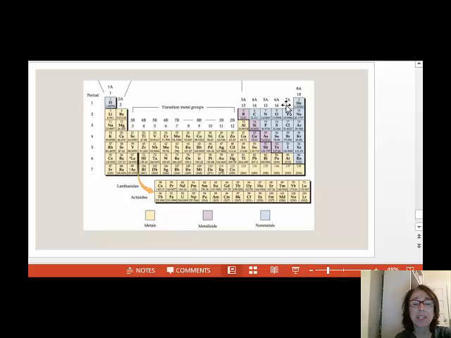The family number with the A in it also gives the number of valence electrons in a family, except for helium. For example, oxygen, sulfur, selenium, tellurium, and polonium are all in family 6A. These elements all have 6 valence electrons.